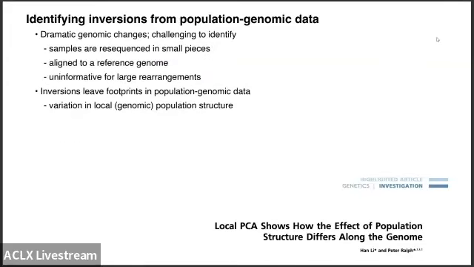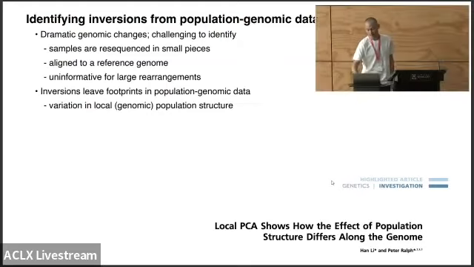Given the inversions are these dramatic genomic changes, they're actually really challenging to identify, and this is because most population genomic samples are resequenced in small pieces and aligned to a reference genome, and this is really good for identifying SNPs or small changes between individuals, but it's really uninformative for large-scale rearrangements. But some inversions leave footprints in population-genomic data in the form of variation in local genomic population structure. So we use this method called lostruct to see if we could identify inversions in our white clover data.